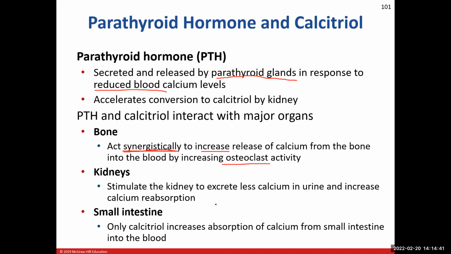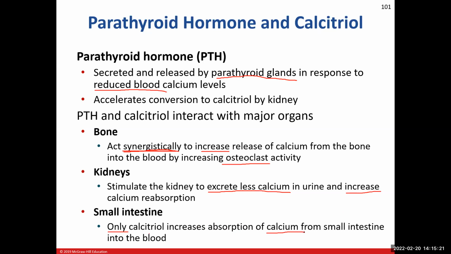In our kidneys, we are going to see the kidneys excrete less calcium in the urine. And in doing so, excreting less calcium, we're going to keep more of that calcium in our bloodstream. So we are going to see an increase in calcium resorption. Then finally, in the small intestine, this is important, only vitamin D or calcitriol is going to increase absorption of calcium from the gut.